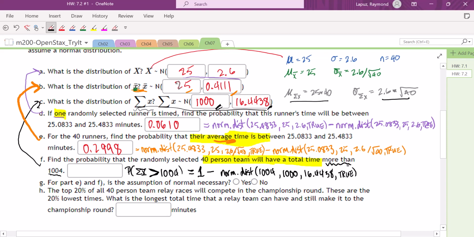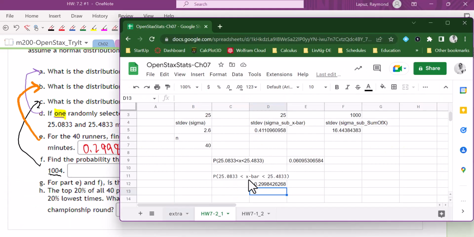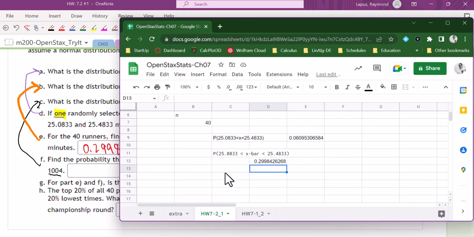Okay, so this is the command that I will put into my Google Sheets to be able to get my answer. So let's go ahead and get that going. And remember that this is P, probability, and I'll put sum of x bigger than 1004. And so how's that going to look?